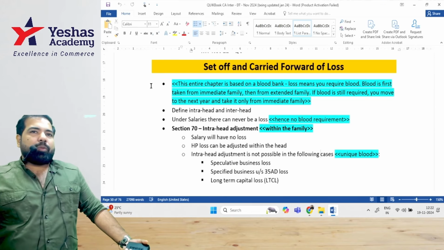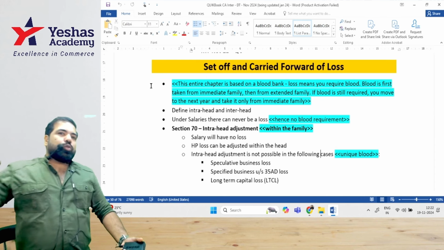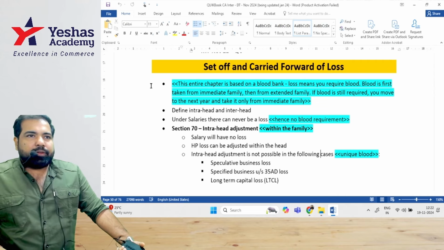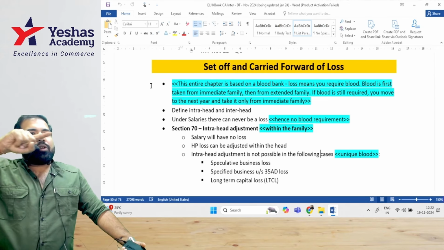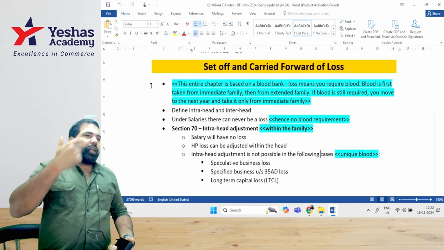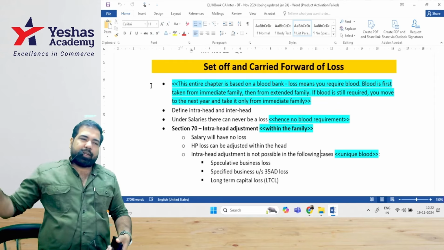Great, guys. Now step number two, you tried taking help from your family, but now family is not enough, so you go outside. Salary will never require to go outside. House property. House property room is friendly, but shy. So that means it can go to any head, but maximum up to 2 lakh. If they take 2 lakh from salaries, can they take 30,000 from other? No, no, no. Maximum 2 lakh aggregate.